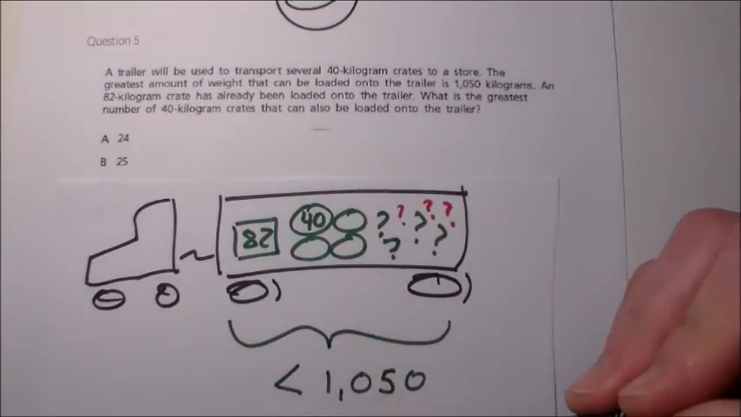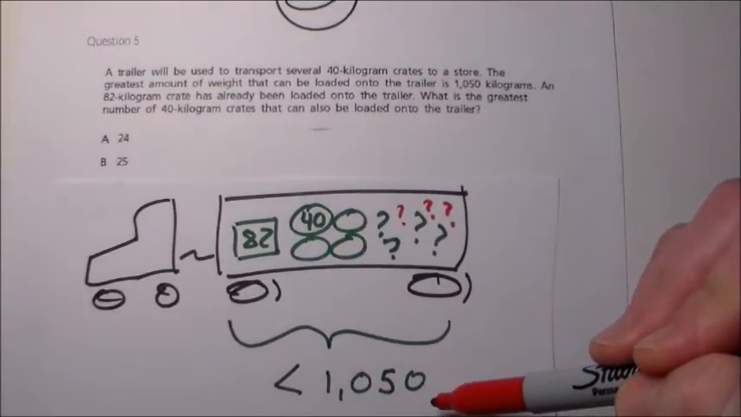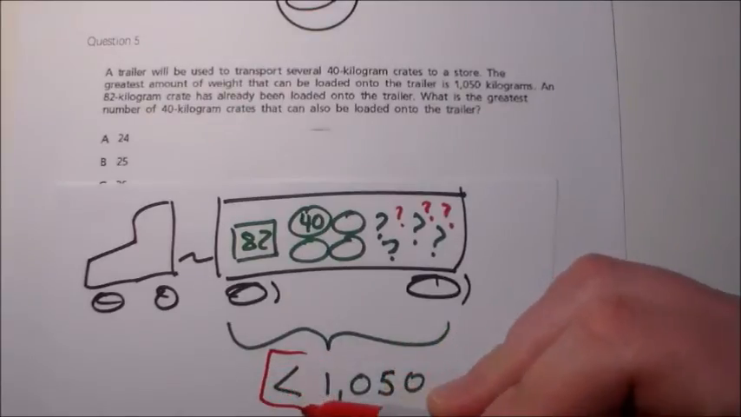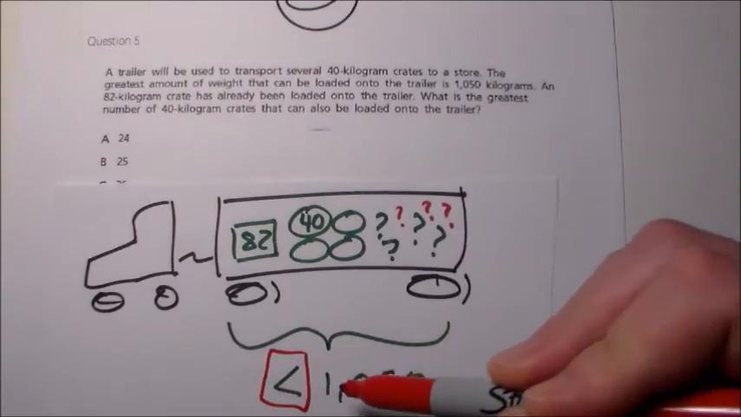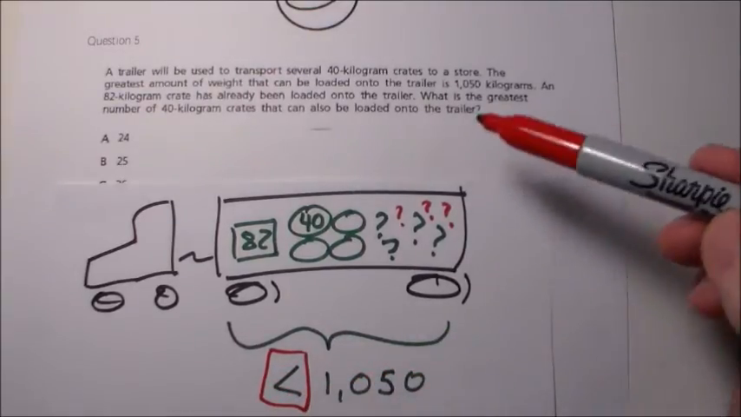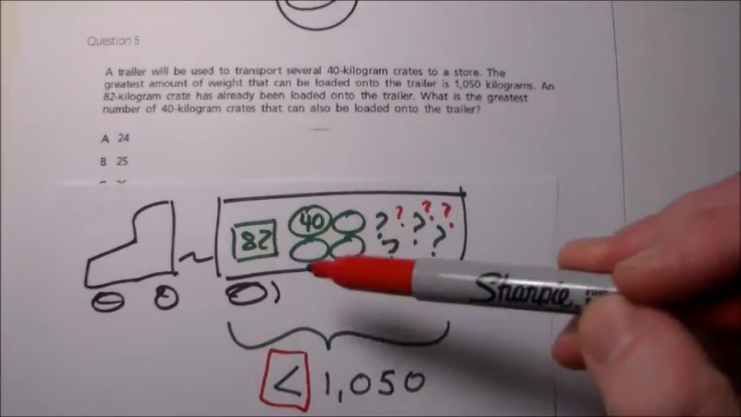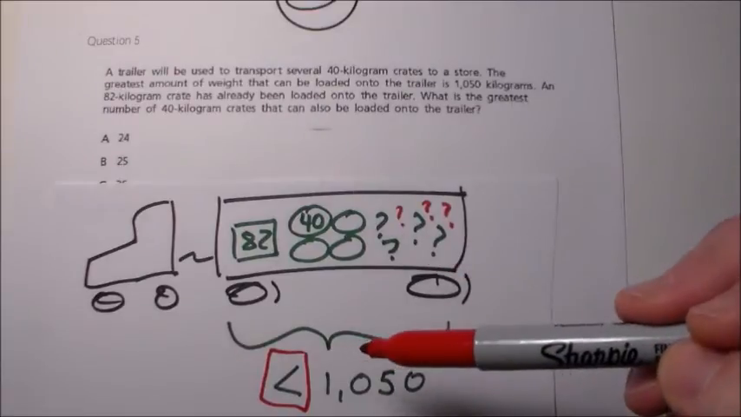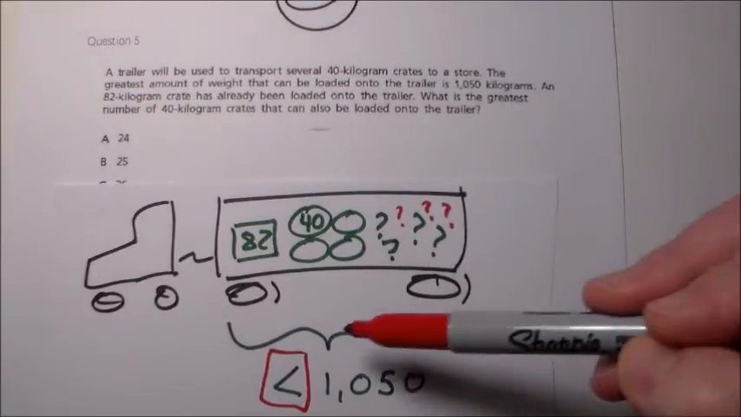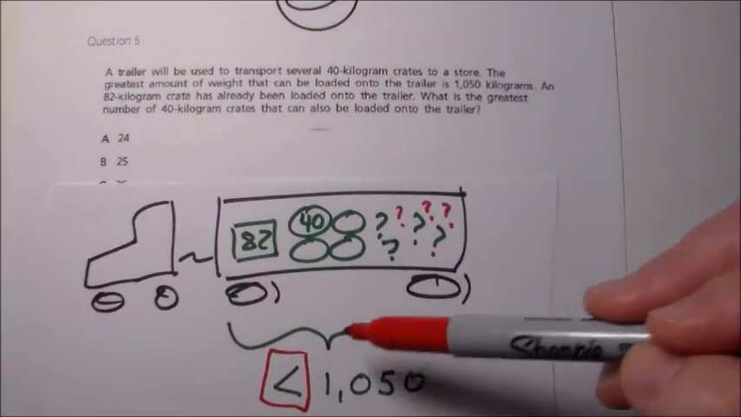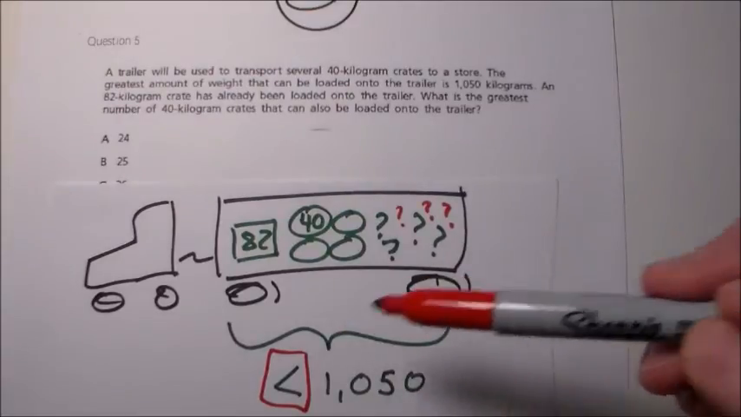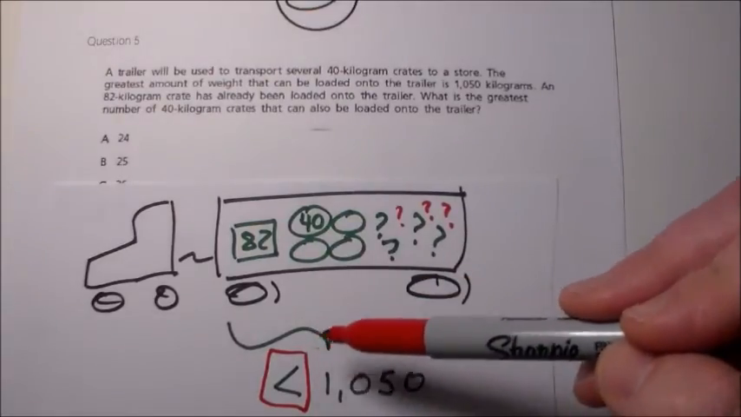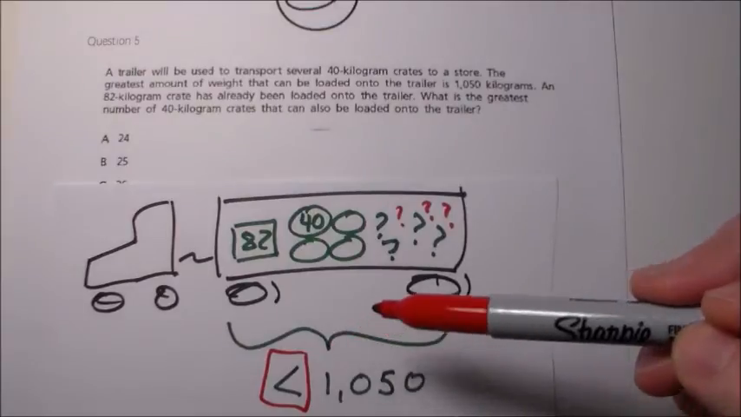So it's got to be less than 1,050. And if you're having trouble determining whether this is less than or greater than, just think about what your choices are. Is it possible that the trailer can roll with a very small amount of weight? Of course. Is it possible that the trailer could roll with a really large amount of weight? No. There is some limit of weight.